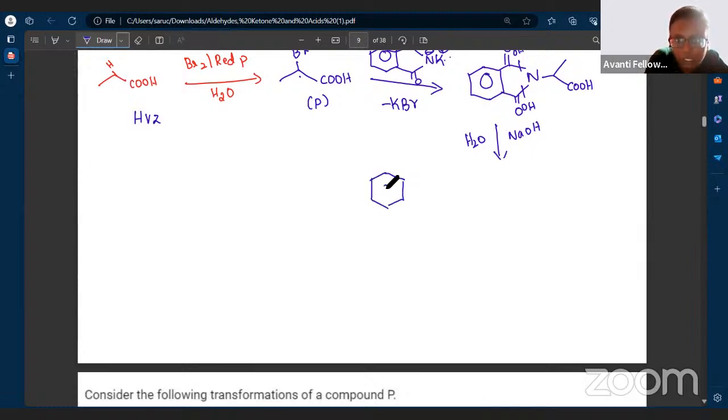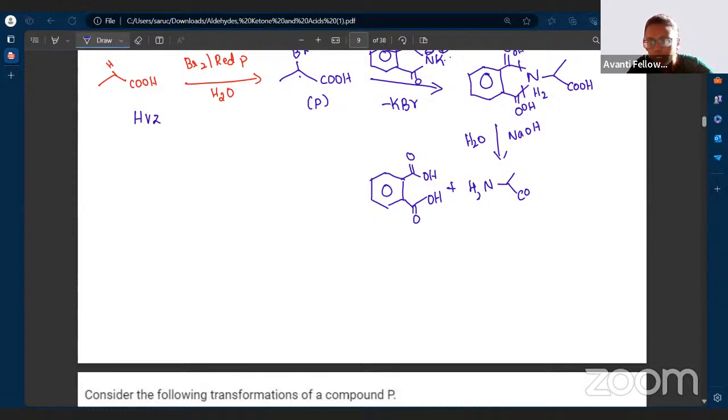What would be the other products? I'll be getting COOH, COOH. This is given in the question itself. So what would be the other product? Here hydrogen will get added, so we'll be getting NH2, CH3, COOH. This is your Q. Now look over the statements and find out the answer.